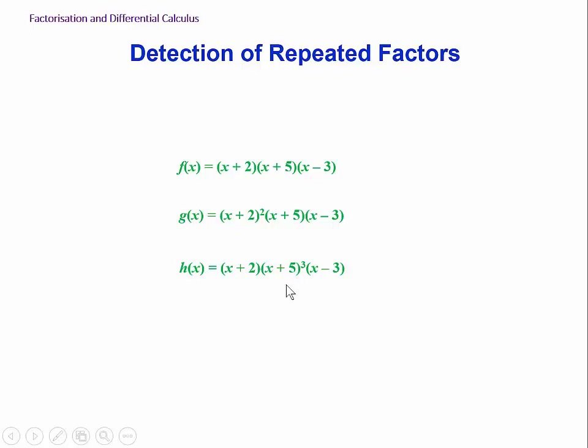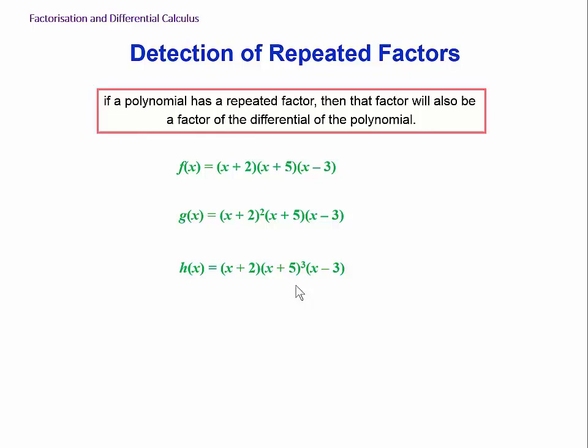So the question is, how can we use differentiation to detect these repeated factors? And the result which THG uses, but doesn't say and doesn't prove, is this, that if a polynomial has a repeated factor, then that factor will also be a factor of the differential of the polynomial. What that means is, in this case here, which has got a repeated factor, if you were to differentiate g, x plus 2 would be a factor of that.